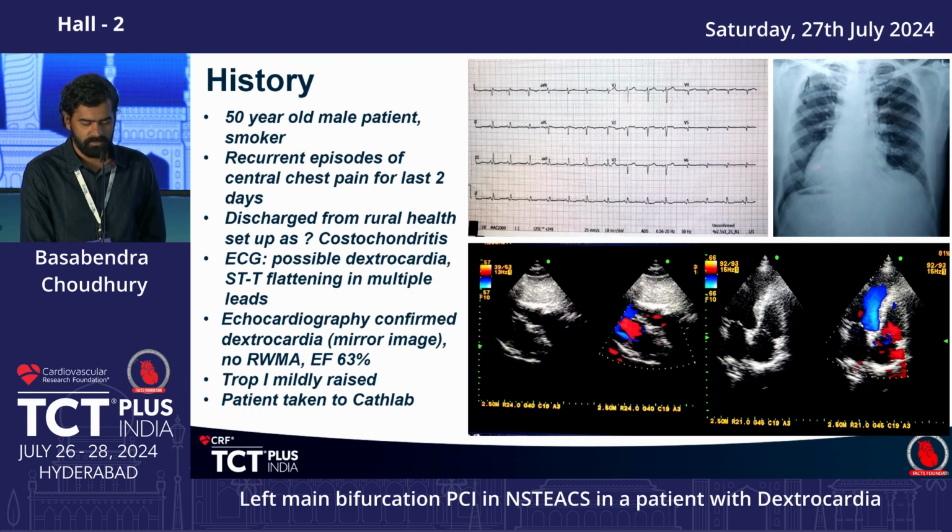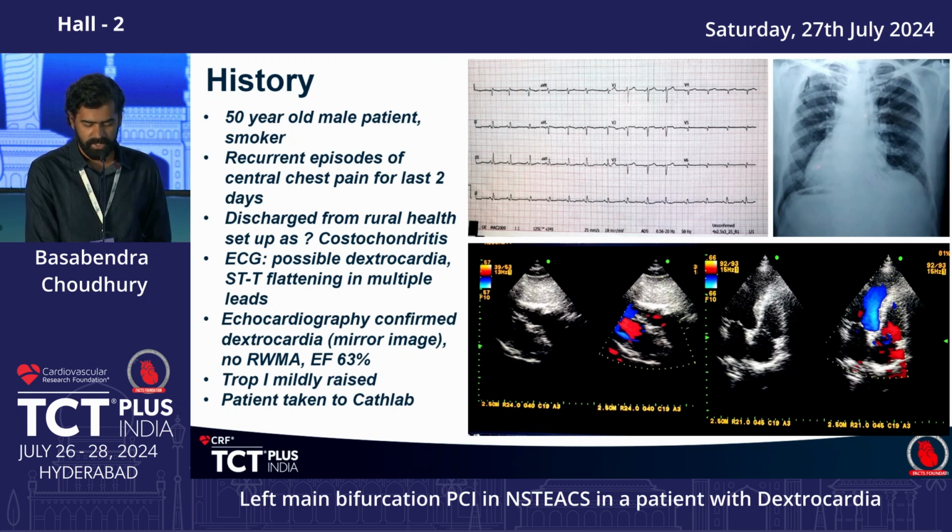As we did the ECG, it was quite clear that there was something not normal. If we look at it carefully, there was a possibility of dextrocardia, which was confirmed with the chest X-ray, which showed that there was a dextroposition of the heart.